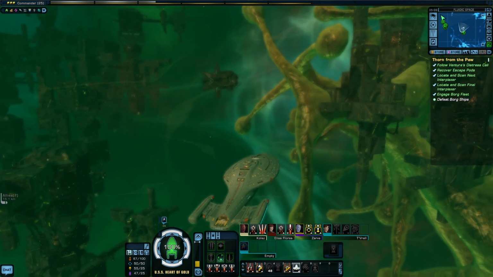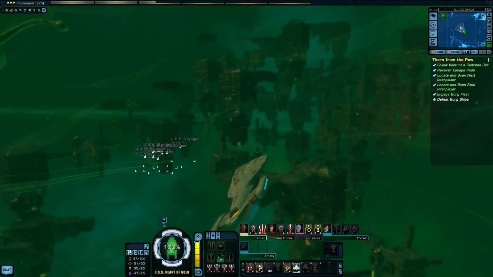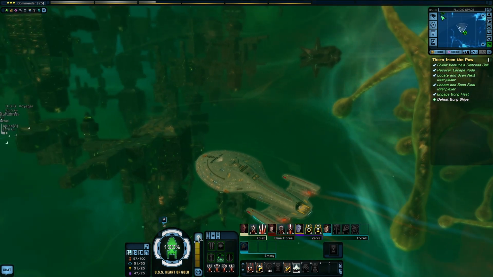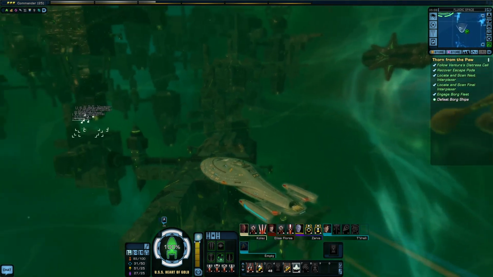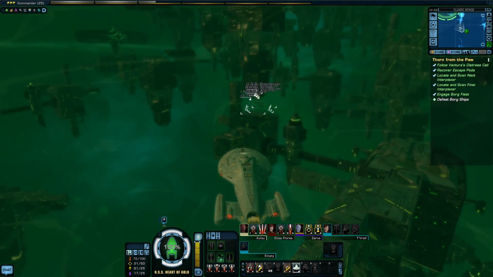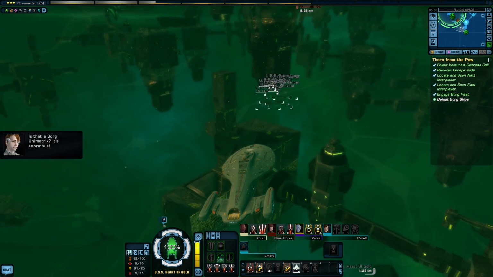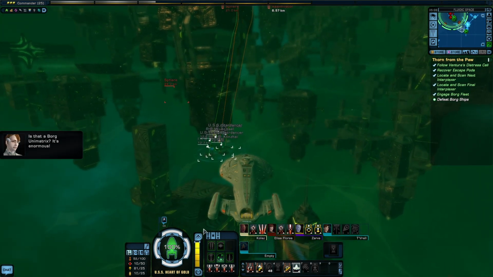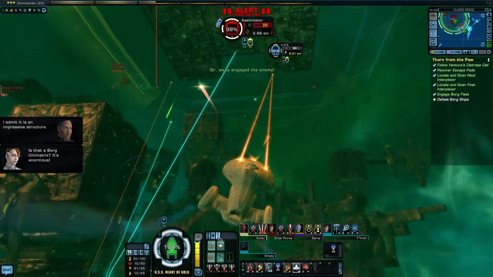Acknowledged. We're going in. Also, I don't like the look of that. Is that an assimilated V'ger? Because if it is, that ship had the power to digitize. Is that a Borg Unimatrix? It's enormous! Well, it's more of a Unicomplex. I admit that it is an impressive structure. Oh boy.